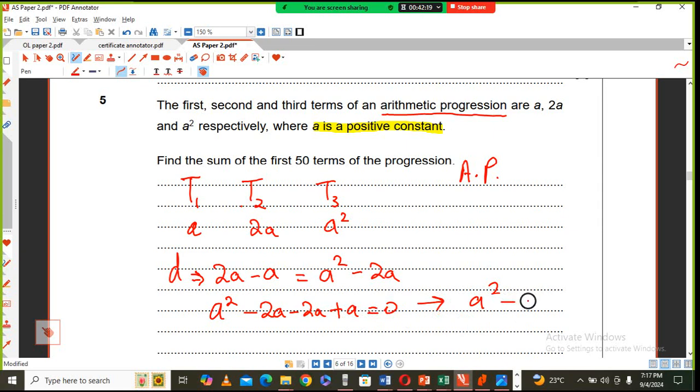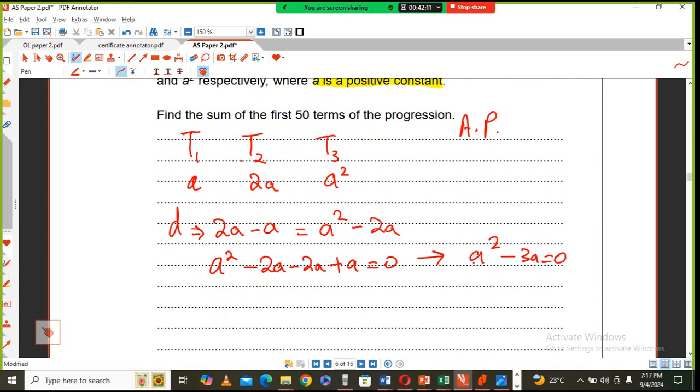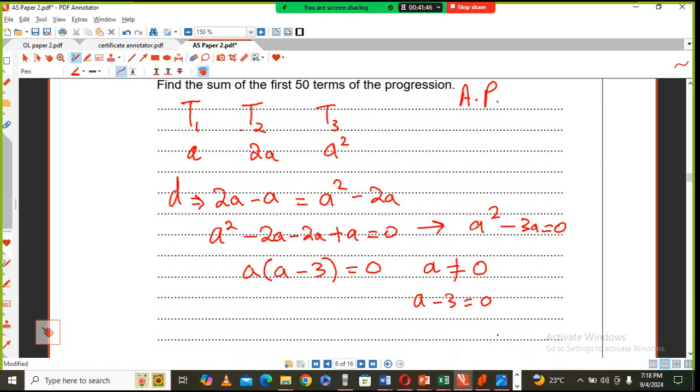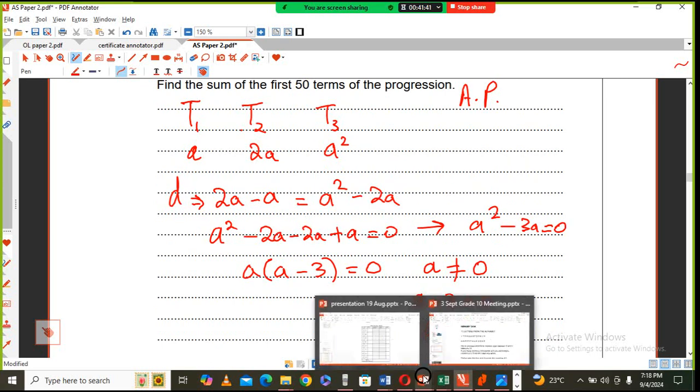Eventually, you will get A squared minus 3A equals 0 if you are simplifying that. So that means we can calculate our value of A by taking out the common factor. Either A is equal to 0, which we're not going to accept because of the condition that says A must be a positive constant. The second one, A minus 3 equals 0, which means the value of A will equal 3.